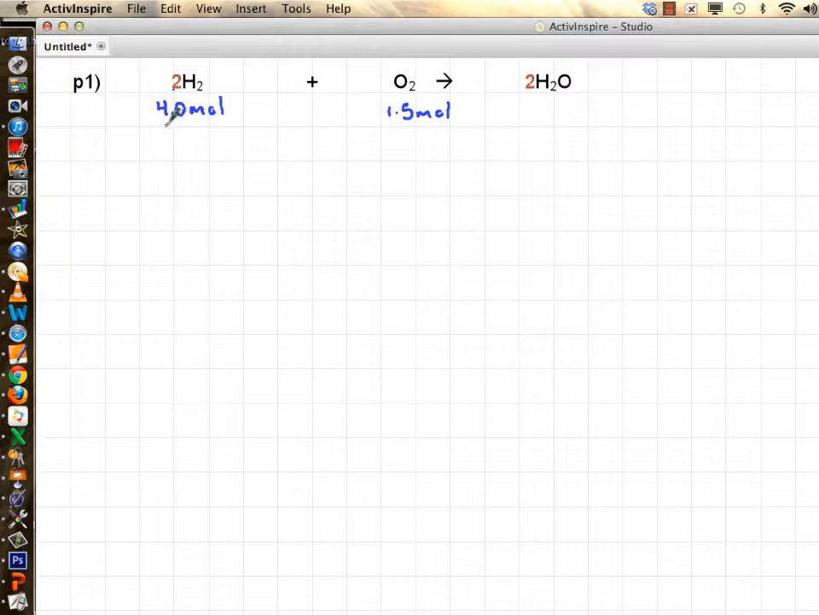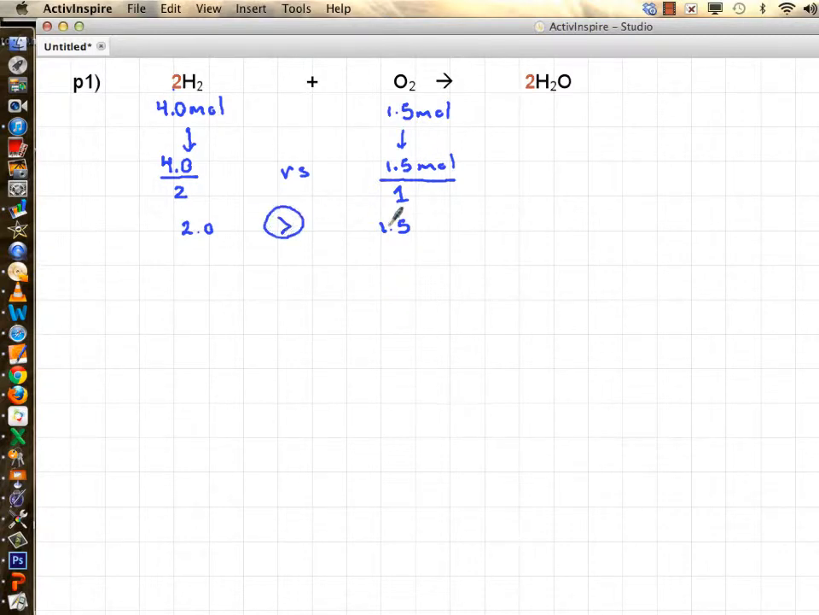So I'm going to divide 4 moles of hydrogen by the coefficient of 2. So 4 divided by 2, and I'm going to compare it with oxygen, which is 1.5 moles given in the problem, divided by the balanced coefficient of 1. 4 divided by 2 is 2. 1.5 divided by 1 is 1.5. 2 is bigger than 1.5, so the smallest indicates that that reactant is the limiting reactant. So I'm going to say oxygen is the limiting reactant.